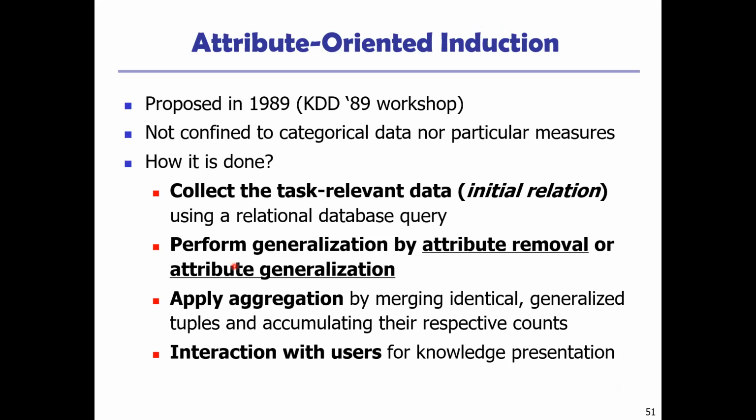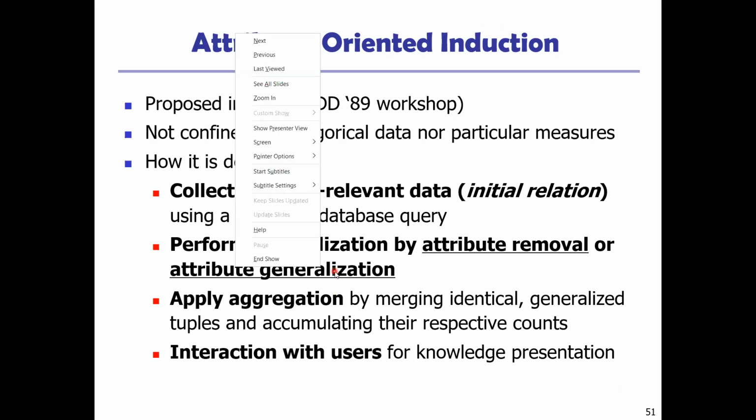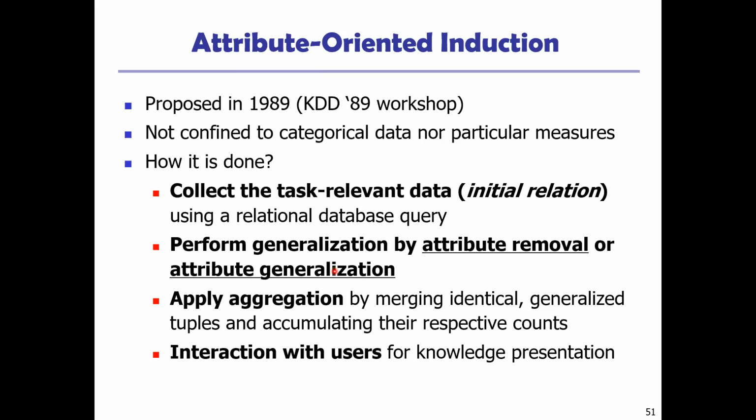Now, a last subject we're going to talk about is attribute-oriented induction. Attribute-oriented induction was introduced in 1989, and it is applied on data, either categorical or non-categorical. It allows us to collect task-relevant data to generate an initial relation, and using a relational database query, we have a subset of the data that we need.